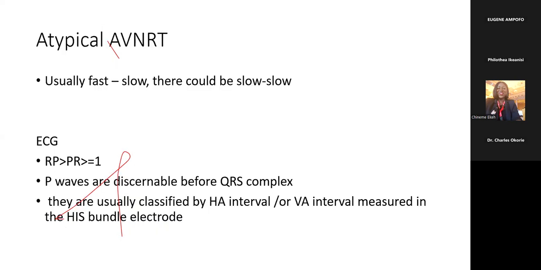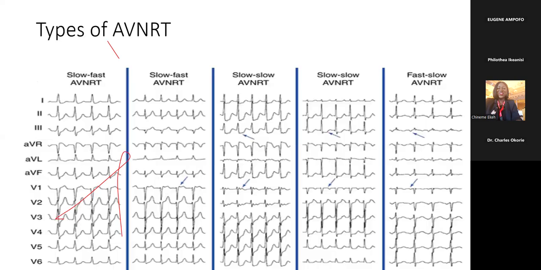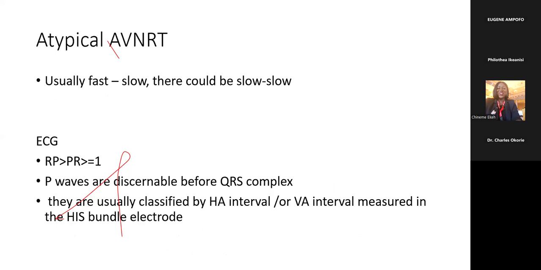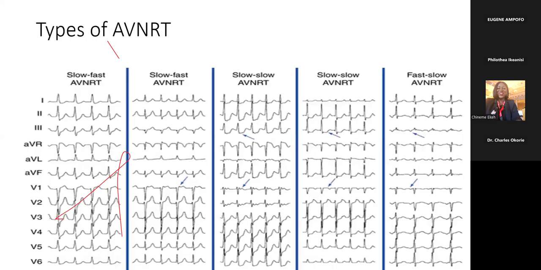So we'll move two slides above so that we have the typical ECG showing the slow-fast AVNRT, where the P wave is embedded in the QRS complex. So you can see that we don't have any P wave in the first one. Then we have the fast-slow AVNRT, the last. You can see distinct P waves. Then we have a short RP interval, while the other one has a long RP interval.